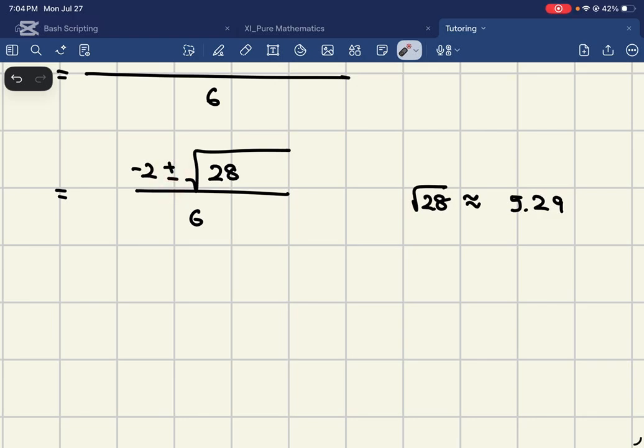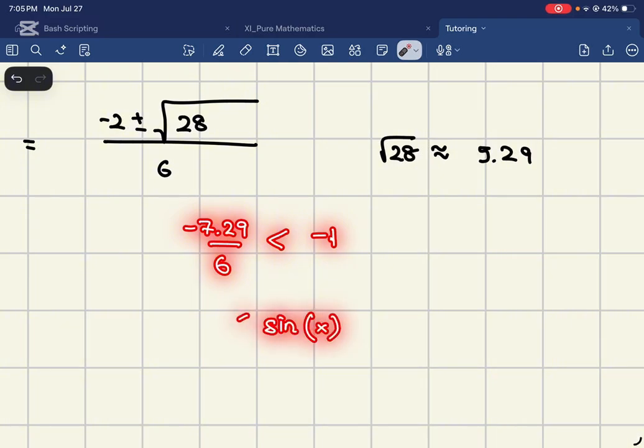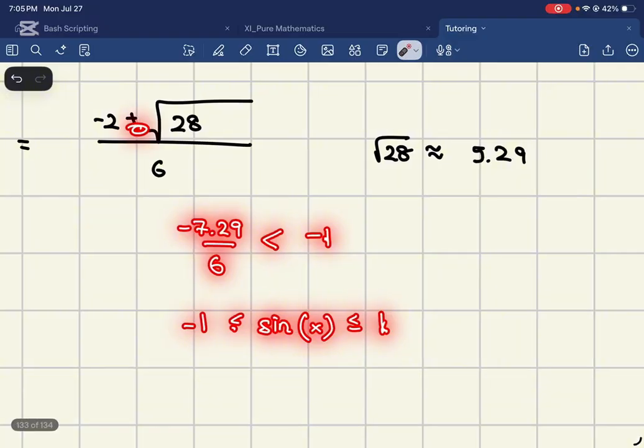So let's think about the minus part. Minus 2 minus square root of 28, that is minus 2 minus 5.29, so about negative 7.29. So one solution is negative 7.29 divided by 6, which is less than negative 1, right? And if you remember, sine of x has to be bigger than or equal to negative 1 and less than or equal to positive 1. So keeping this in mind, you can see that the negative solution here is invalid.